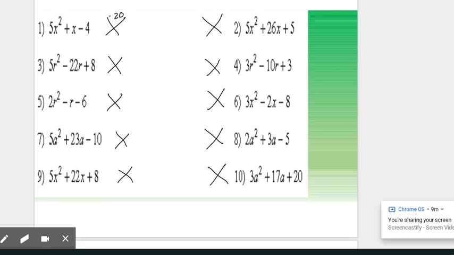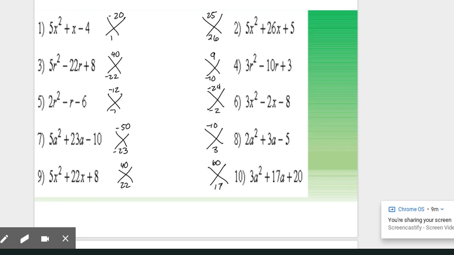But these are the problems we should have had set up. Multiplies to be negative 20, adds to be 1. Multiplies to be 40, adds to be negative 22. Multiplies to be negative 12, adds to be negative 1. Multiplies to be negative 50, adds to be negative 23. Multiplies to be 40, adds to be 22. Multiplies to be 25, adds to be 26. Multiplies to be 9, adds to be negative 10. Boom. Boom. And boom.